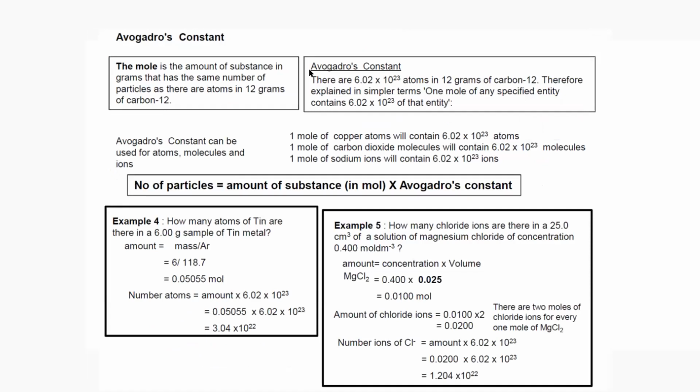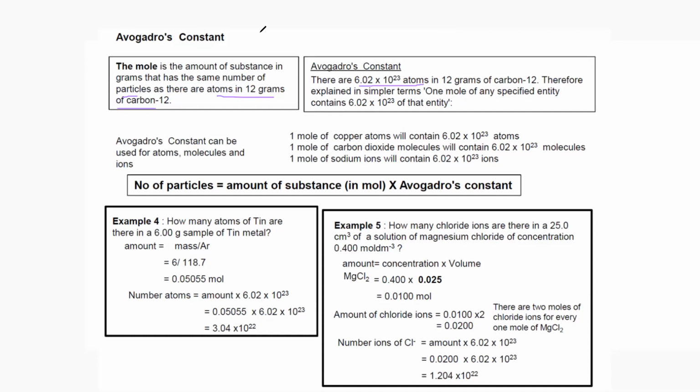Then how do we find the number of particles, or the concept of Avogadro's constant? We know the mole is the amount of substance that has the same number of particles as there are in 12 gram of carbon 12. And 12 gram of carbon 12 contains 6.02 into 10 to the power 23 particles. So if we have 6.02 into 10 to the power 23 particles, we call that one mole of a substance, and this number is known as Avogadro's number.